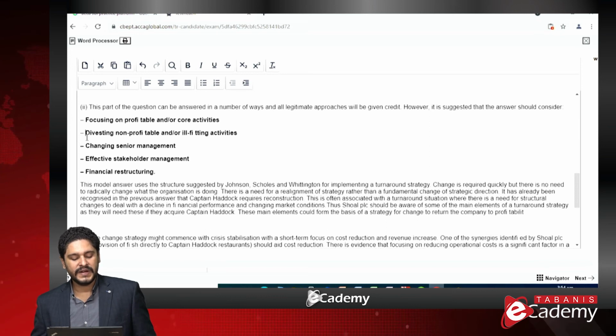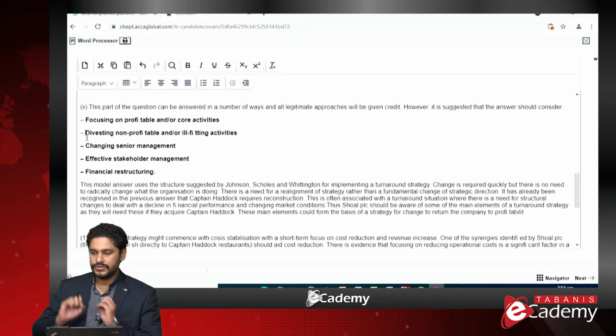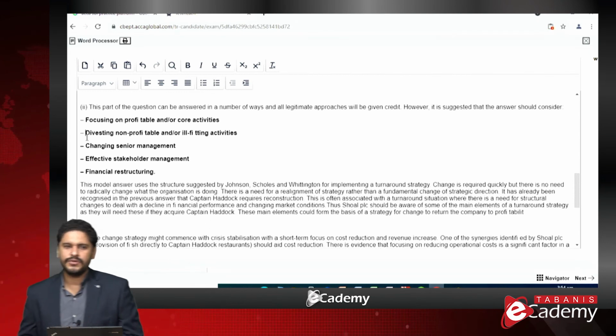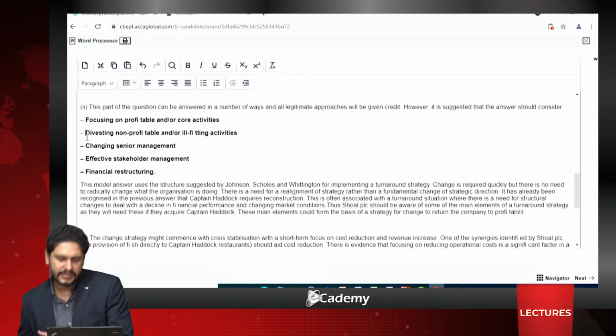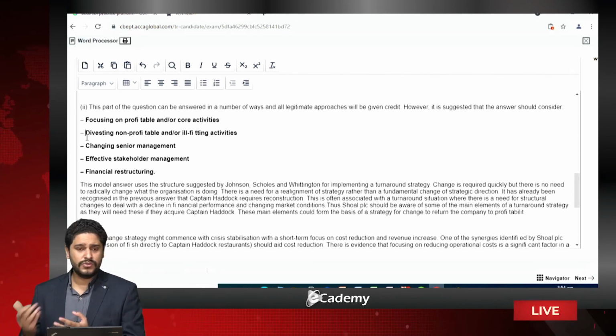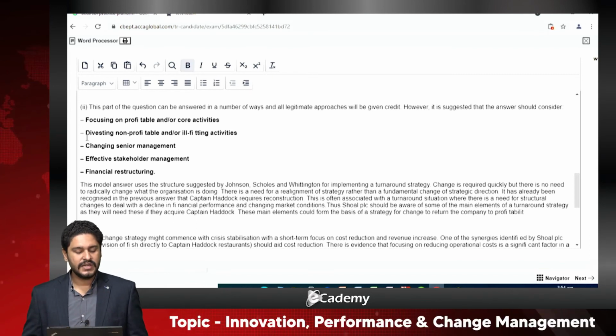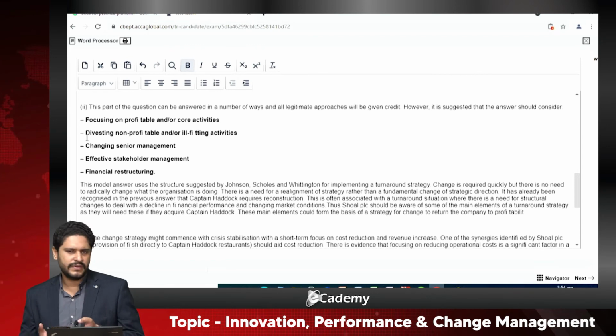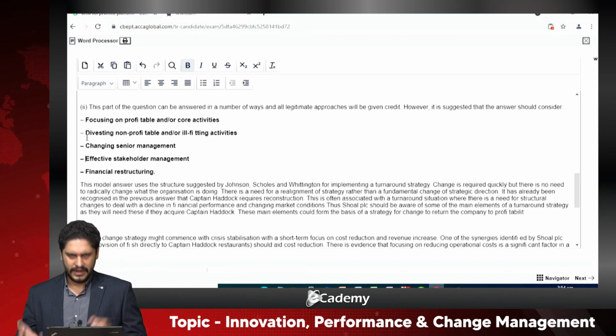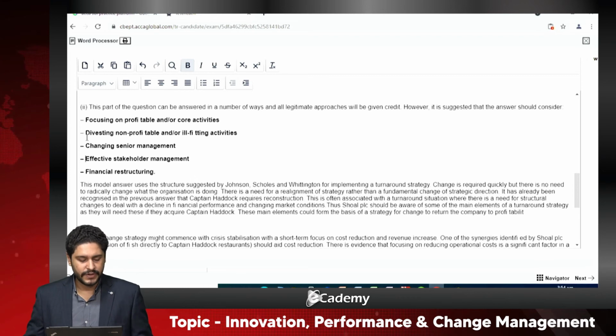First, it says divesting non-profitable or ill-fitting activities. You need to divest. Divest means you need to disinvest, you need to discontinue. You can outsource it, but remove all those non-profitable activities. Changing the senior management, obviously this was very obvious. You are about to change the senior management. Obviously the senior management has already resigned, and a mid-term management has taken over.